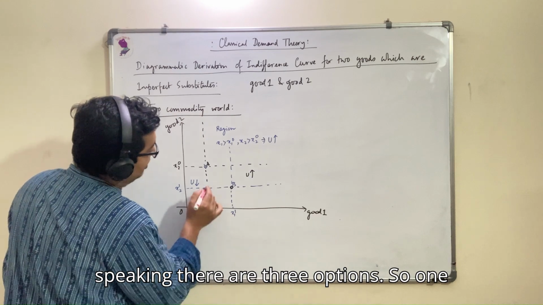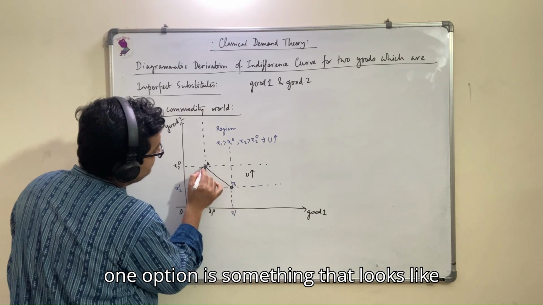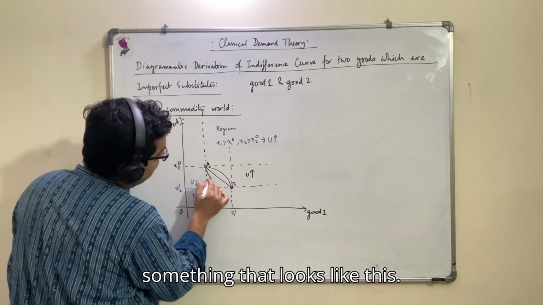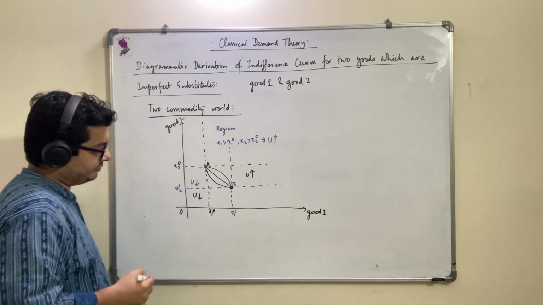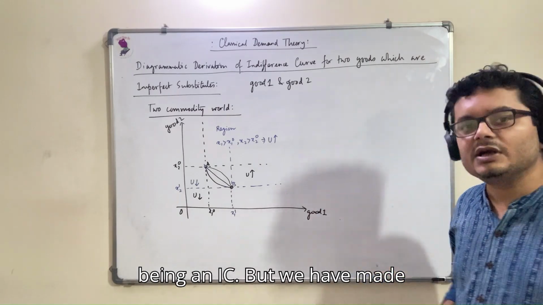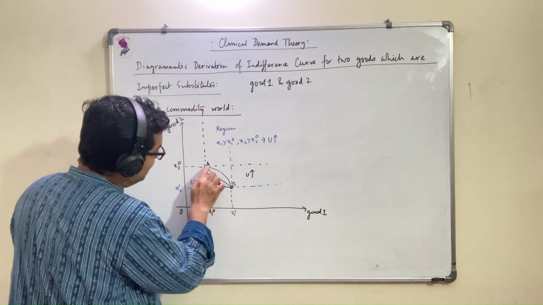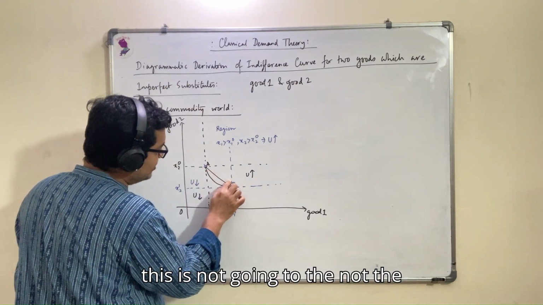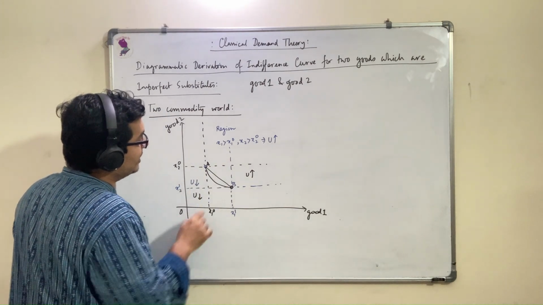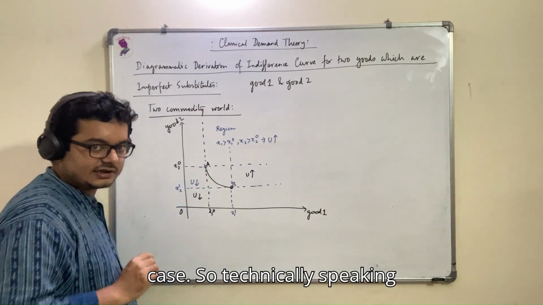Alright? Okay, now how can we possibly connect these 2 points? Technically speaking, there are 3 options. So one option is a straight line, one option is something that looks like this, and the other is something that looks like this. And these 3 are equal candidates of being an IC. But we have made the convexity assumption, which says that this is not going to be the case, and the straight line one is also not the case.